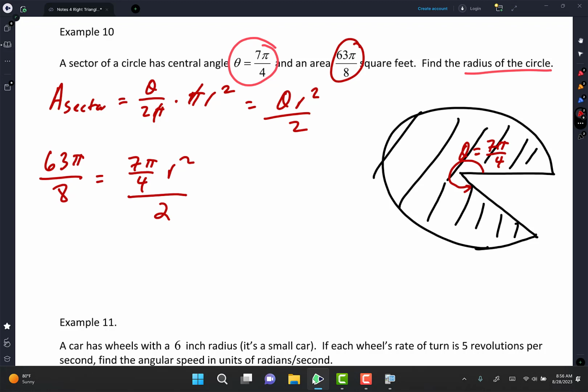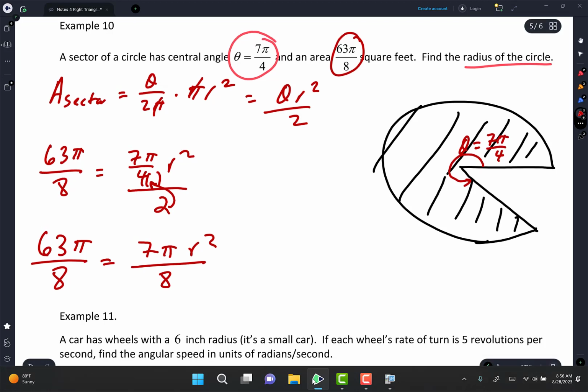I'm going to do keep, change, flip. This 2, I'm going to put it right next to that 4. So what's 4 times 2? 8. So now here's what I have: 63 pi over 8 equals 7 pi r squared over 8.